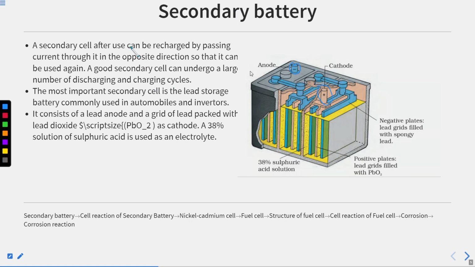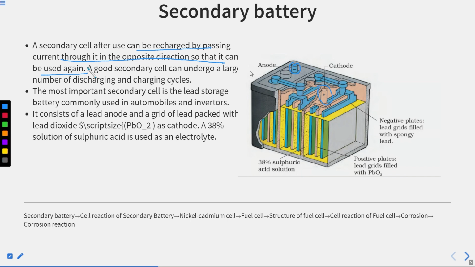So it can be charged. The same thing is written here, that a secondary battery can be charged by passing current through it in the opposite direction so that it can be used again. This is a very important point. Suppose the current is flowing from X point to Y point in a secondary battery. So how will it get charged?